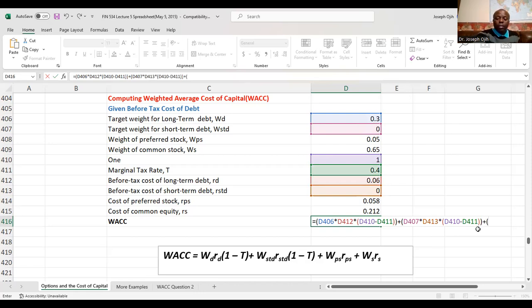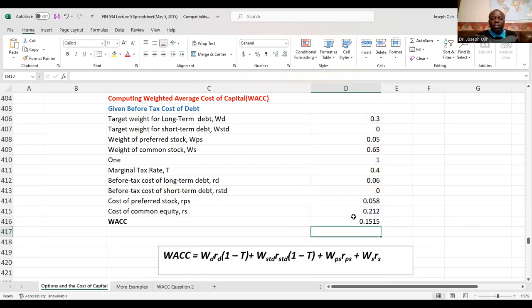So plus weight of preferred stock, WPS, you can see right here, which is 5%, times cost of preferred stock, RPS, which is right here. Close the parenthesis, then plus the last one, which is the weight of common stock, which is 5%. You can see WPS, 5%, times the cost of common stock, cost of common equity, which is 21.2%. So now close it and then press the enter key to give us the cost.